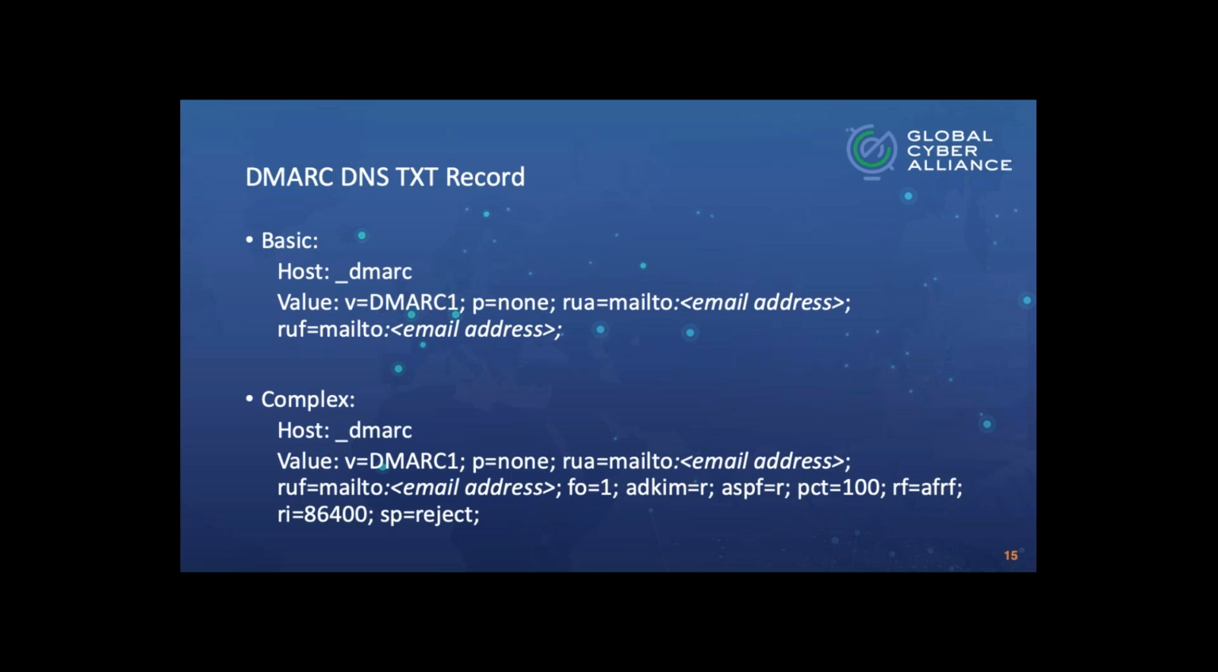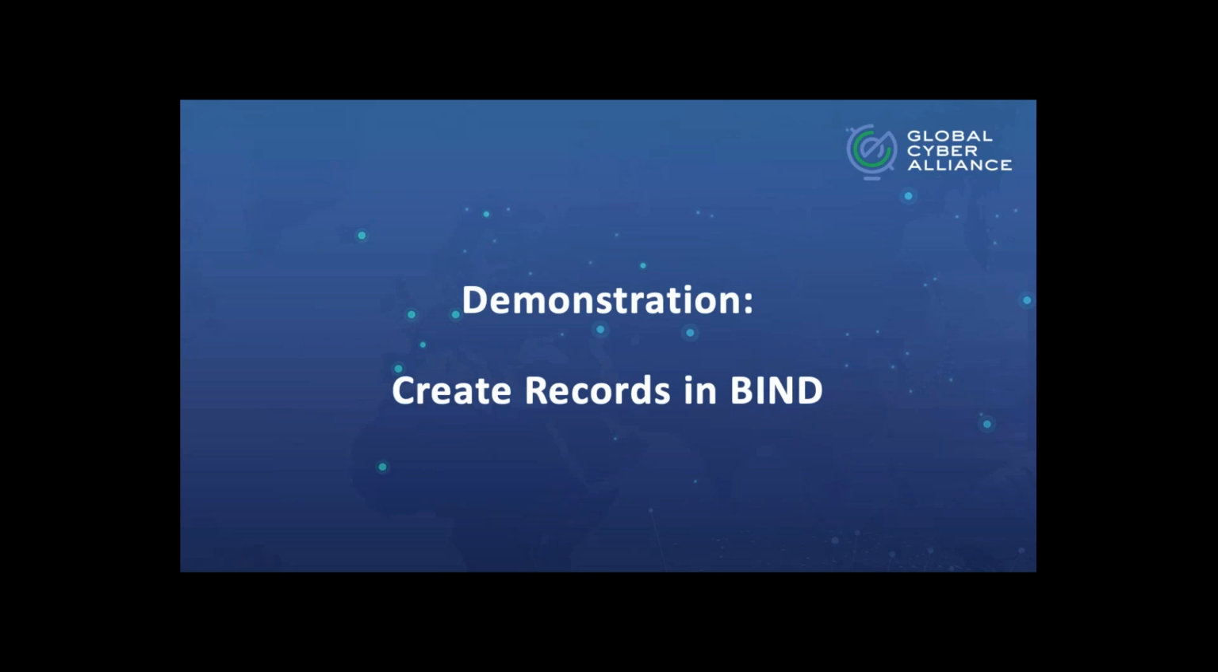So those are all the tags, all the information that you have. Like I mentioned in the beginning, all you need is the V tag, the P tag, the RUA tag, and also the RUF, which we recommend putting in to get started. That's all you need to go into your DNS, create this TXT record, and there you go. And that's what we're going to do next.